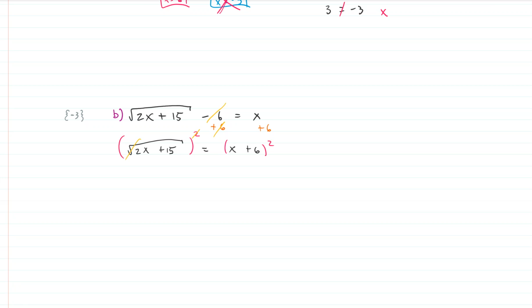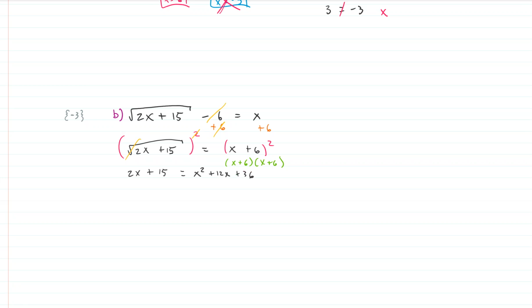We've isolated the term with the radical, and now we can square both sides because we have square roots. This square and the square root cancel, and we're left with 2x plus 15 equals x plus 6 squared, that's really x plus 6 times x plus 6. So if we multiply that out, it's kind of like a foiling problem. Then we get x squared plus 6x plus another 6x, which gives us 12x. And then 6 and 6 give us 36.